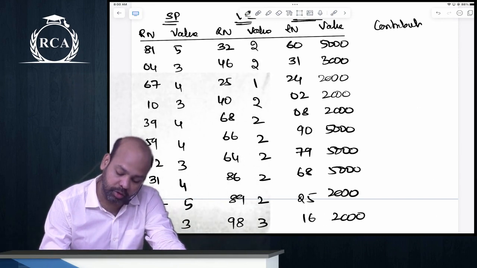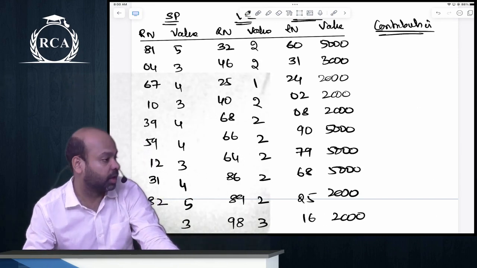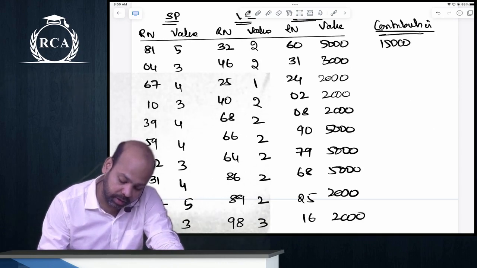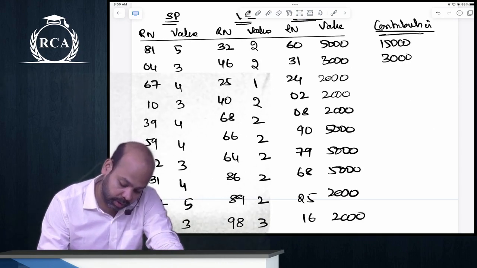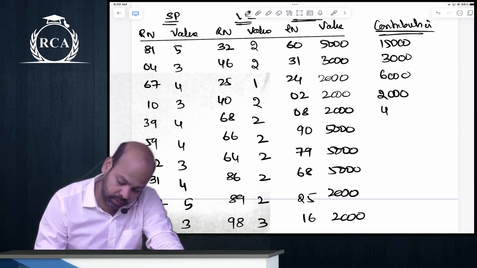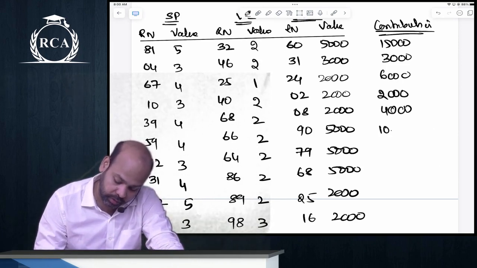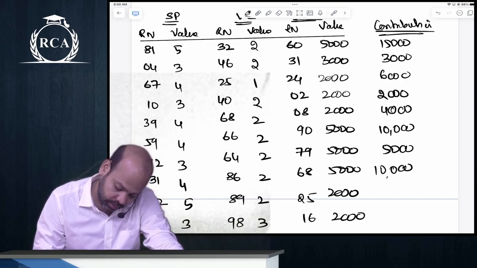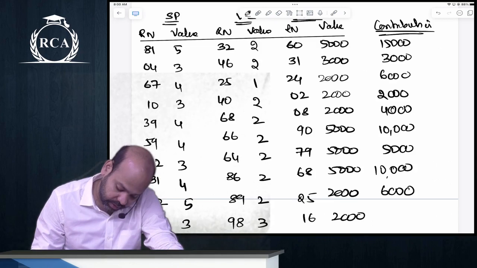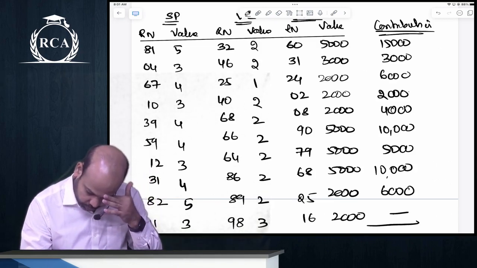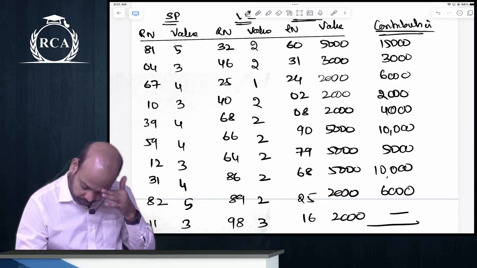I'll write contribution, guys. I'll compute average contribution. Finally, I will deduct fixed cost. So this will be 5000 into 3, 15,000; 3000 into 1, 3000; 2000 into 3, 6000; 2000 ones, 2000; 2000 twos, 4000; 5000 twos, 10,000. This is 5000, this is 10,000, this is 6000 and this is 0. We'll add all of them: 18, 24, 26, 30, 40, 50, 55, 61.